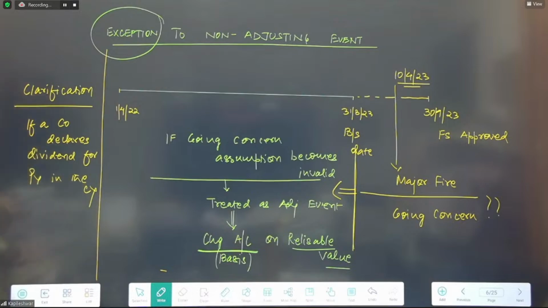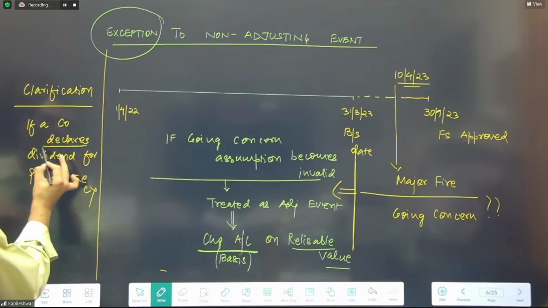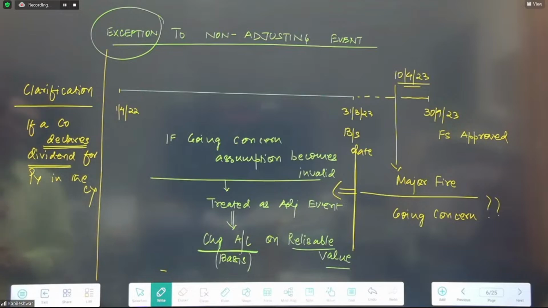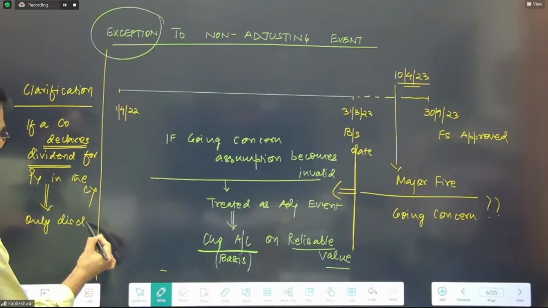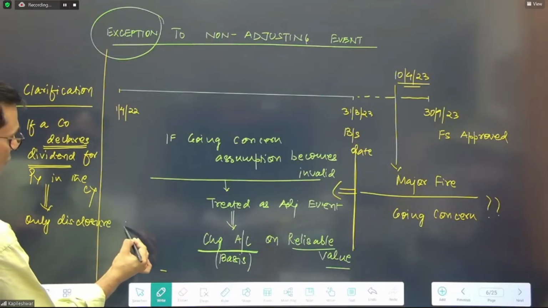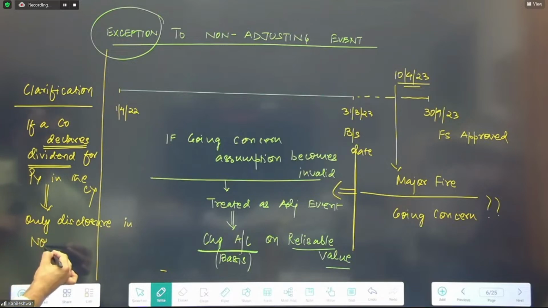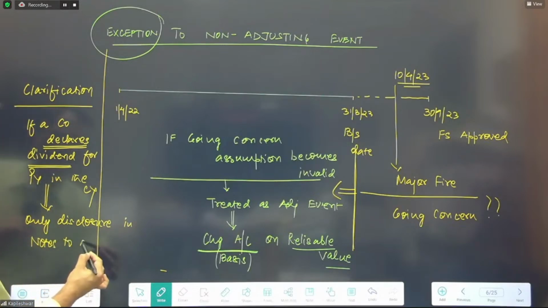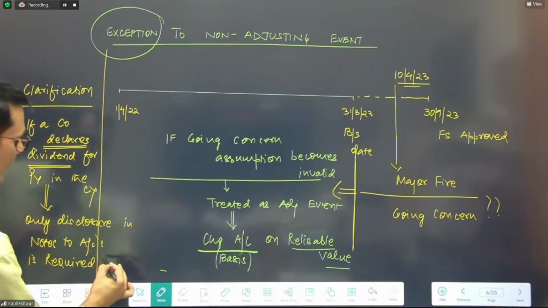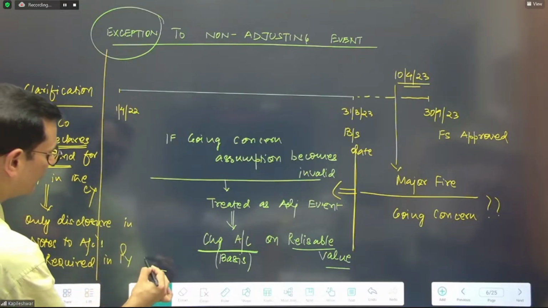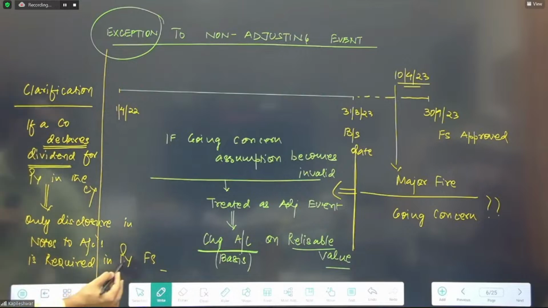So if the company declares a dividend for the previous year in the current year, only disclosure in notes to accounts is required. Only disclosure in notes to accounts is required in previous year financial statements.